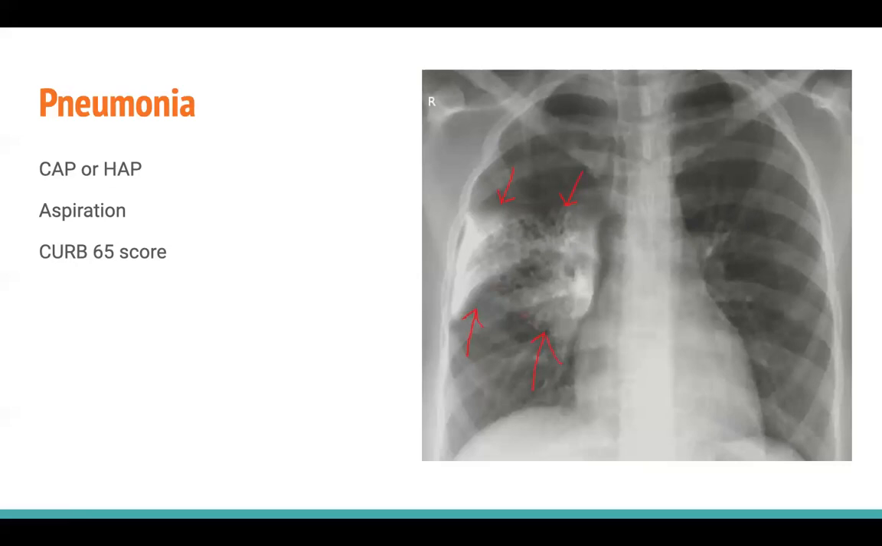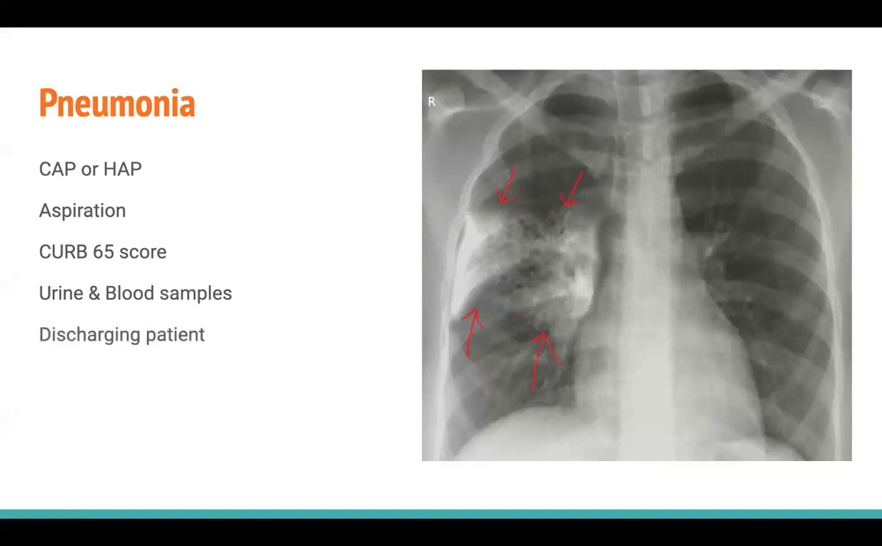And if the score is above 3, then the risk of dying is more than 10%. We put them on IV antibiotics and oral atypical cover. We usually send off urine and blood samples to look for atypical organisms like Legionella, perhaps Mycoplasma.